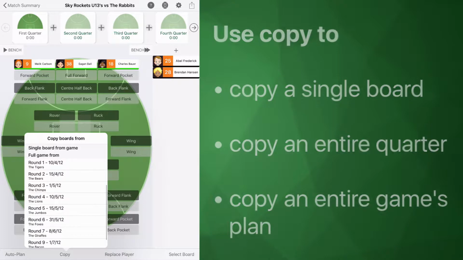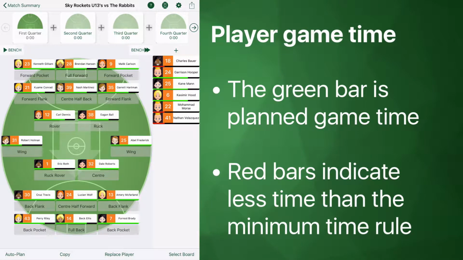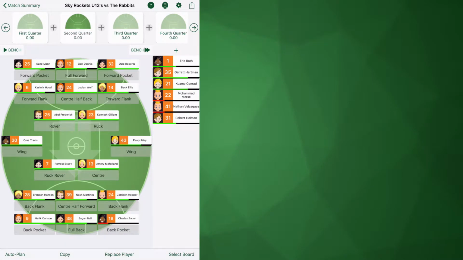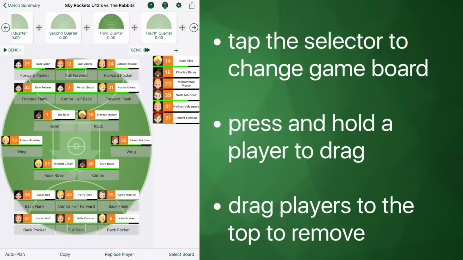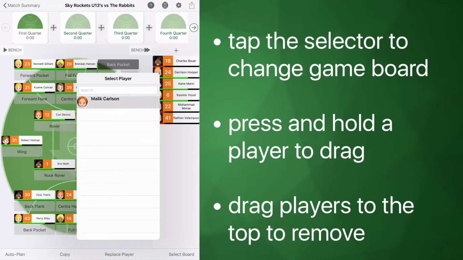Notice the bar below each player indicates the amount of planned player time. A red bar indicates the player does not have enough planned game time. Tap the Game Board selector or press the Select Board button to move between quarters. Press and hold a player, then drag the player to another position. Drag a player to the top of the screen to remove them.